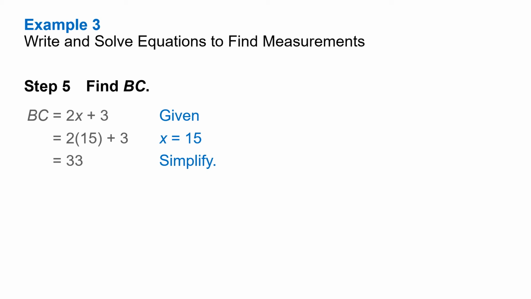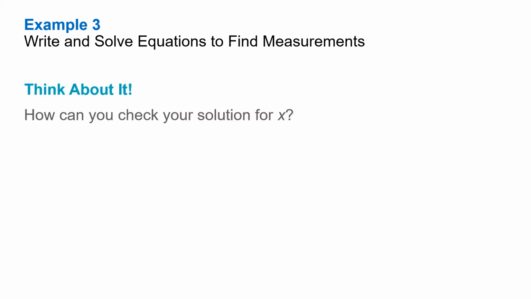In order to solve for BC, I'm going to substitute the value I found for x into the expression that was given to me for BC. So BC is 2x plus 3, so I'm going to substitute in 15 for x, and then I'm going to simplify. 2 times 15 is 30. 30 plus 3 is 33.